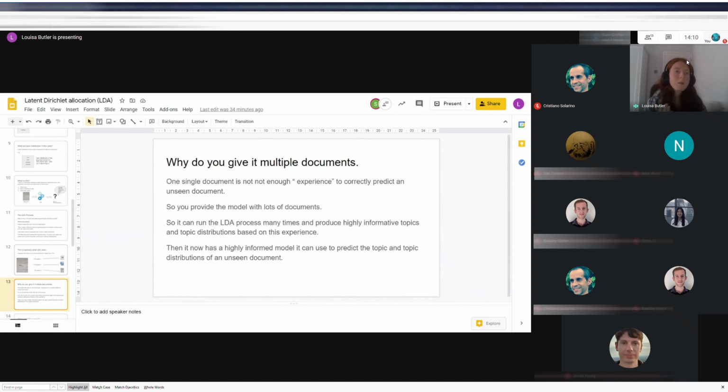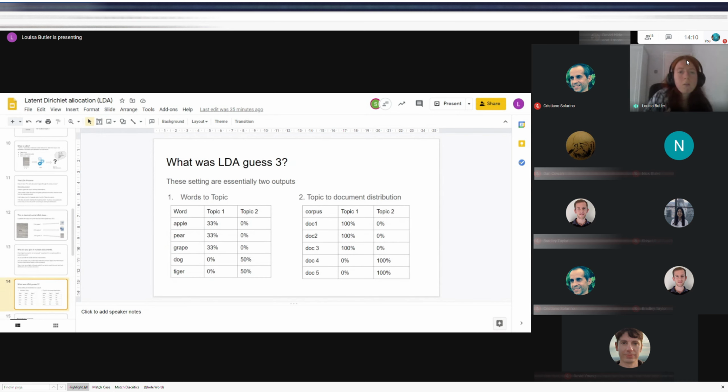If you then say, I want to know what this blog piece is about, you can feed it into the model. It will go, oh, well, I have a bunch of experience. I know that those words go into those topics, and therefore I'll be able to calculate the topic distributions for that unseen document. That's essentially what it's doing. You're giving it a bunch of training and experience so that it can then correctly produce topics and topic distributions for unseen documents. What do those two outputs look like?